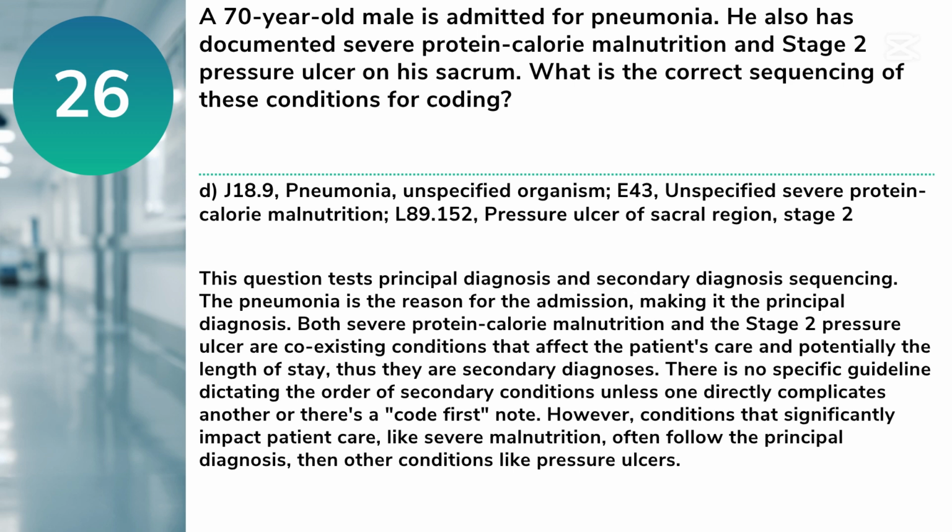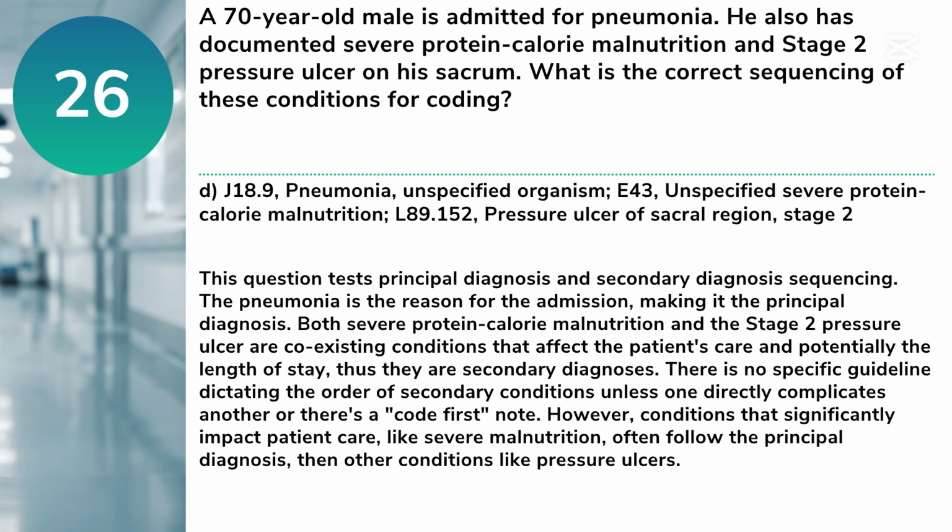This question tests principal diagnosis and secondary diagnosis sequencing. The pneumonia is the reason for the admission, making it the principal diagnosis. Both severe protein-calorie malnutrition and the stage 2 pressure ulcer are coexisting conditions that affect the patient's care and potentially the length of stay, thus they are secondary diagnoses.